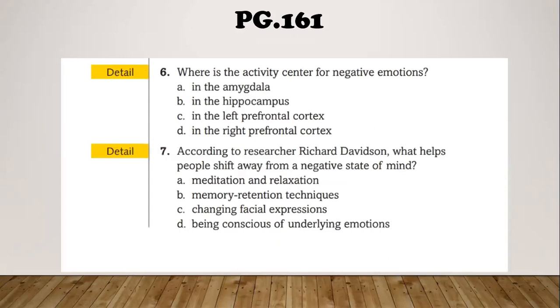Number 6 and 7. Where is the activity center for negative emotions? Interesting question. It could be letter A in the amygdala, in the hippocampus, or in the left prefrontal cortex, or in the right, the other one. Exactly. Thank you, Kylie. How about the rest? What do you guys think? We're number 6.